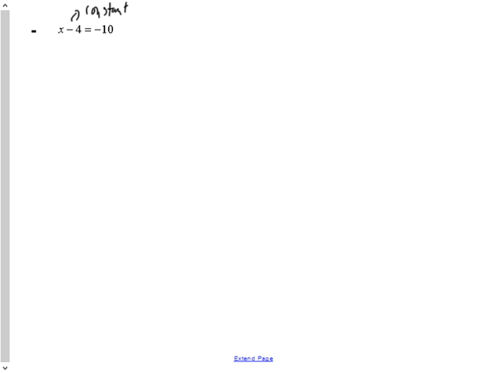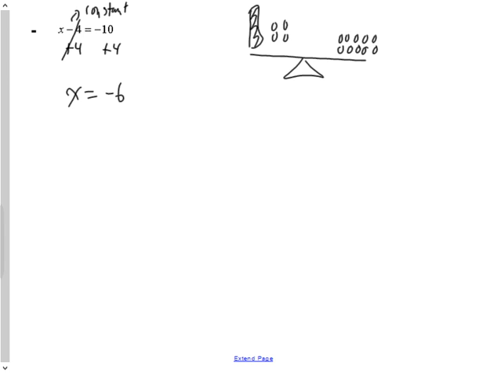And in order to get rid of the constant, we're going to apply the opposite to both sides. So instead of saying subtract 4 from both sides, we're going to add 4. That's going to create a 0 pair, leaving me with x. Negative 10 and a positive 4. There's more negatives. How many more? 6. So your answer is x equals negative 6. Now remember, if I was to draw this, I would have x on one side and a negative 4 equals negative 10. I would have taken this and added 4 positives to both sides.